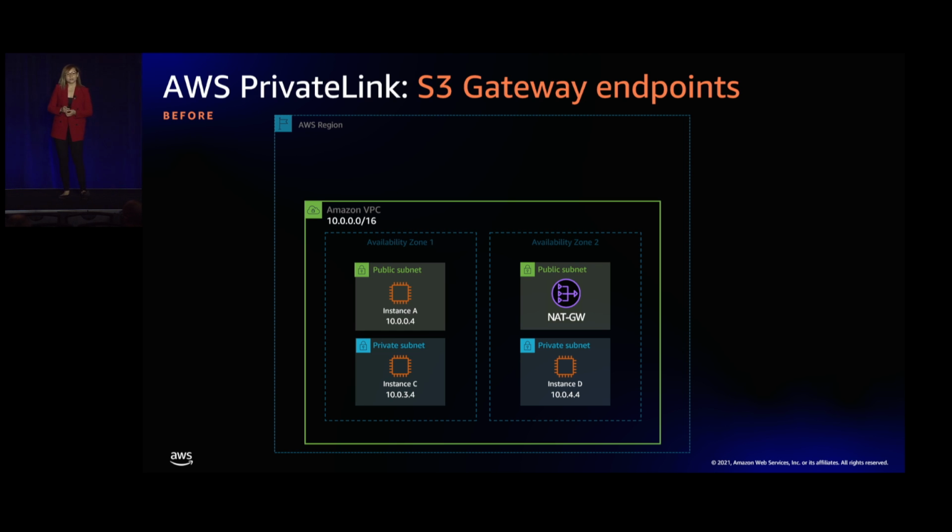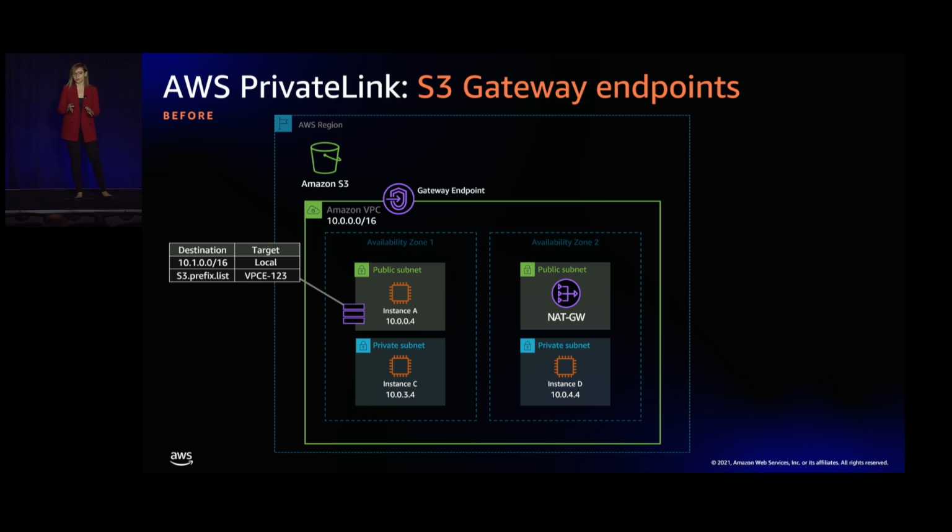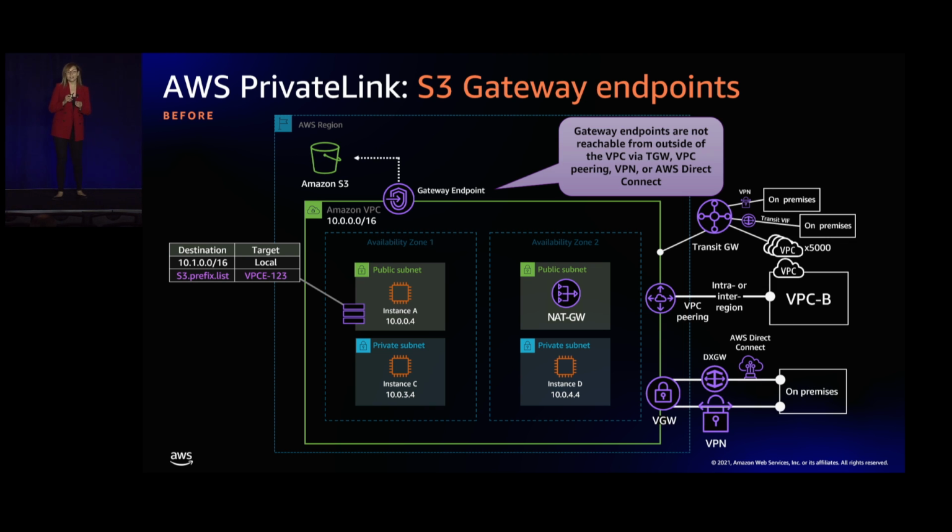I mentioned that there are two types of endpoints, the interface endpoints and the gateway endpoints. S3 and DynamoDB historically made use of gateway endpoints. How gateway endpoints work is that they do not require routing towards the endpoint from the VPC, and they cannot be accessed from outside of the VPC because they are just routes in the route table.